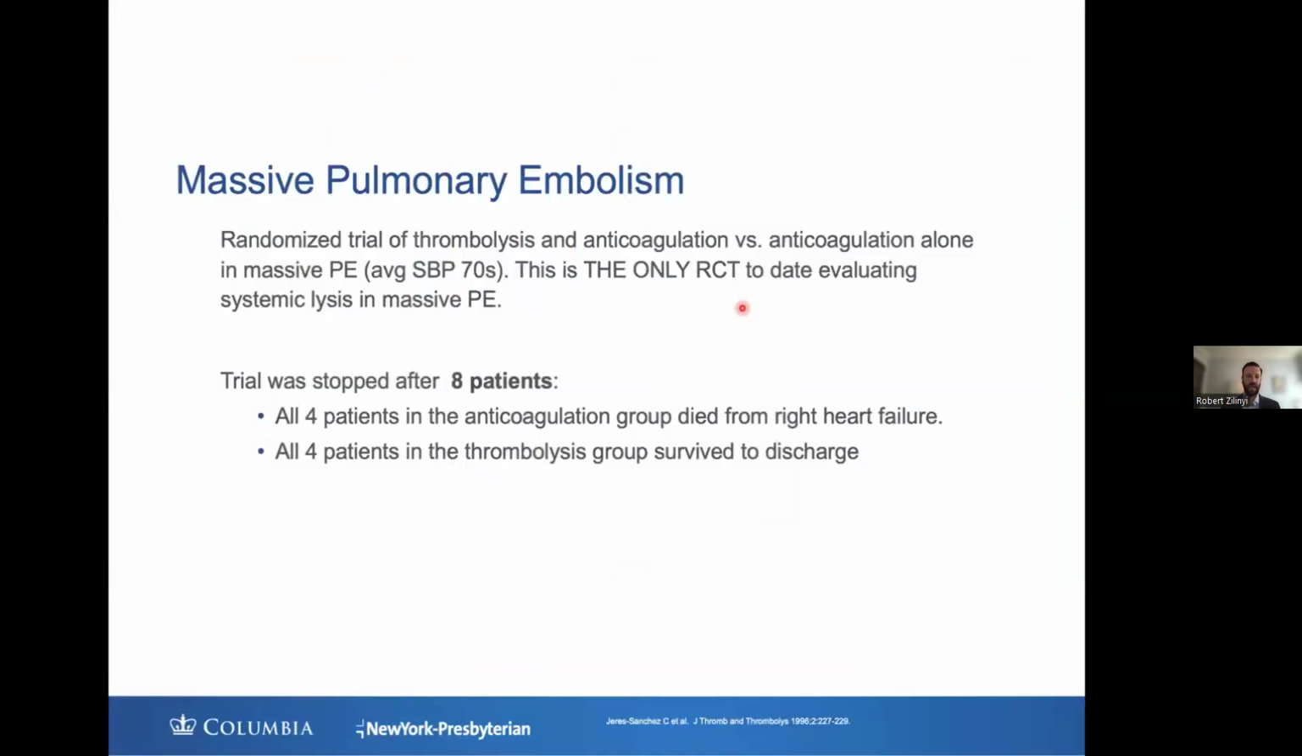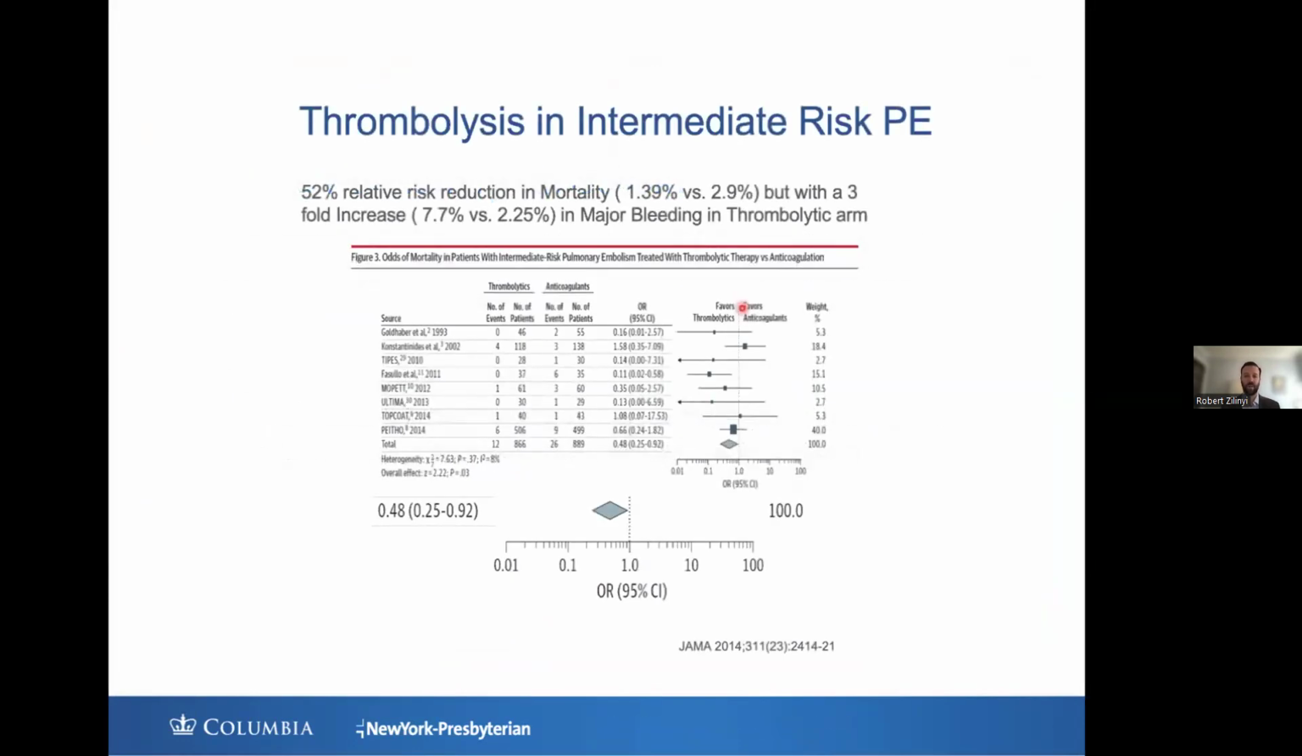So in the massive or high-risk pulmonary embolism population, what's the data that we have to support this systemic fibrinolytics? There's really only been one randomized trial that's been performed in this space comparing systemic fibrinolytics with heparin. This trial was stopped early after only 8 patients were enrolled because all 4 patients in the anticoagulation group died, and all 4 patients in the thrombolysis group survived to discharge. And this is really the only data that we have to support what we do in high-risk pulmonary embolism.